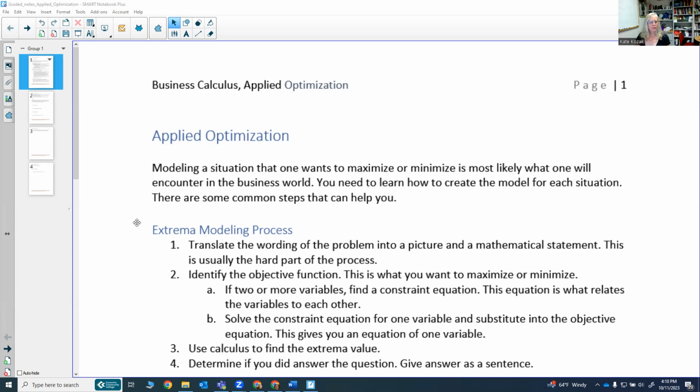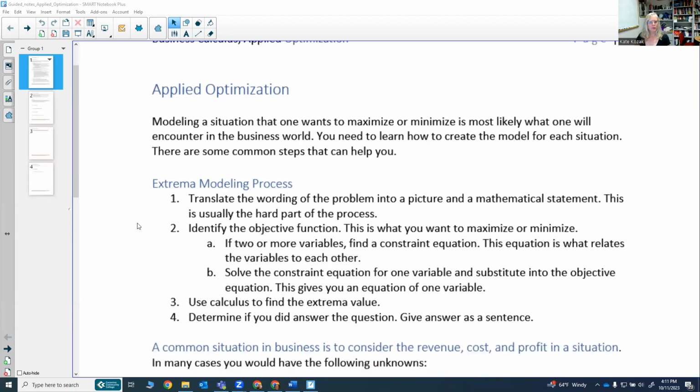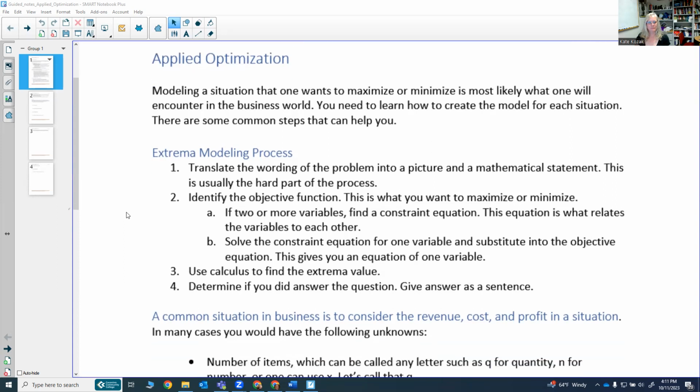So, the extrema modeling process. Number one, translate the wording of the problem into a picture and a mathematical statement. This is usually the hardest part of the process. Number two, identify the objective function. This is what you want to maximize or minimize.